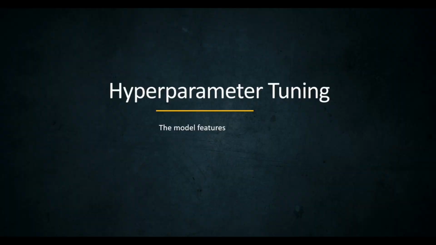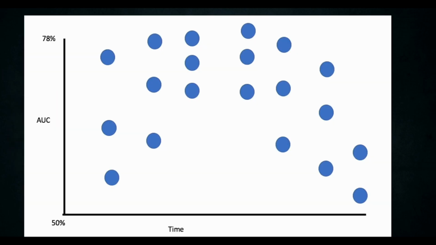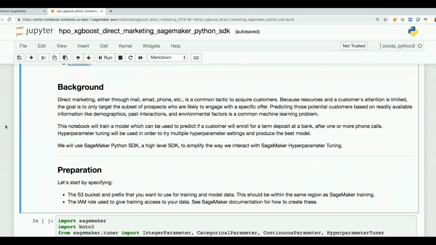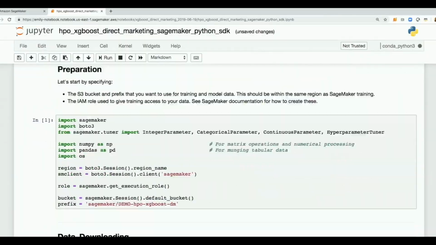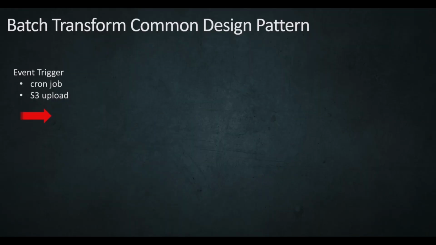Hyperparameter tuning. SageMaker's hyperparameter tuning service automates the process of finding the optimal set of hyperparameters for your models. With just a few clicks, you can easily tune your models to achieve the best possible accuracy, saving time and effort. Batch transform. Amazon SageMaker's batch transform service allows you to quickly and easily perform inference on large datasets, without the need for real-time responses.